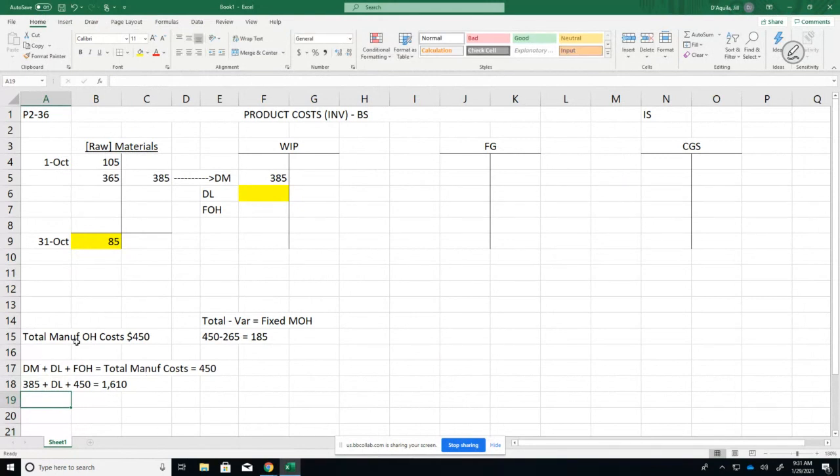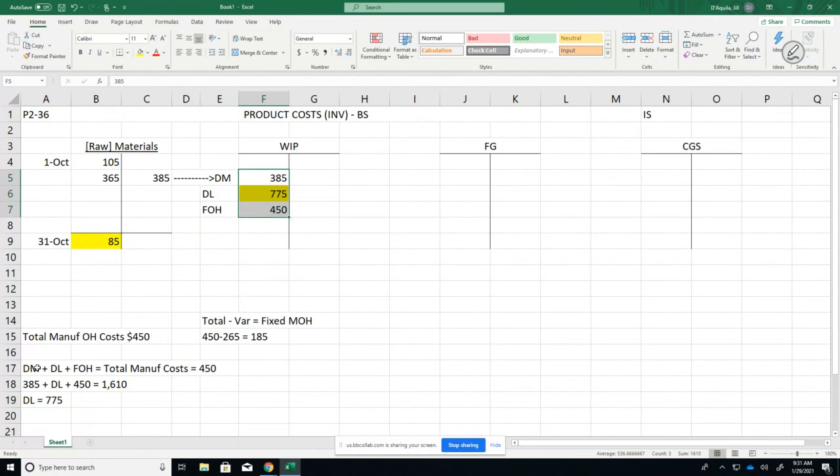So solve for direct labor, and direct labor happens to be equal to 775. So direct labor, 775, right over here. Factory overhead, 450. So this is everything we have spent this month, right? Everything we've spent this month during October, and we call that total manufacturing costs.